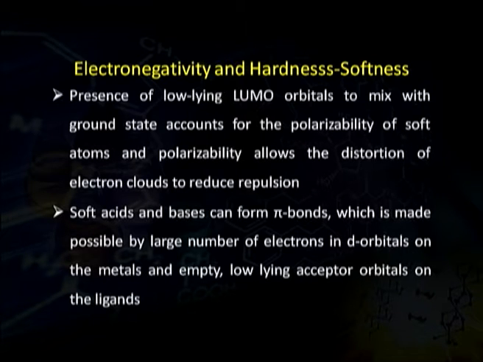This simply means soft acids have a large number of electrons in the d orbitals. That means they have a high electron density around the metal ion. So, in this case the mixing of the low-lying LUMO orbitals with the ground state is very easy, and this results in polarizability or distortion, and hence the resulting bond is a covalent bond.